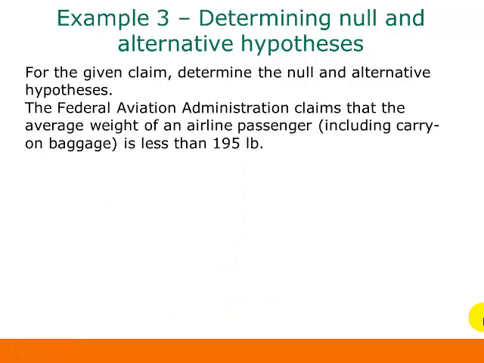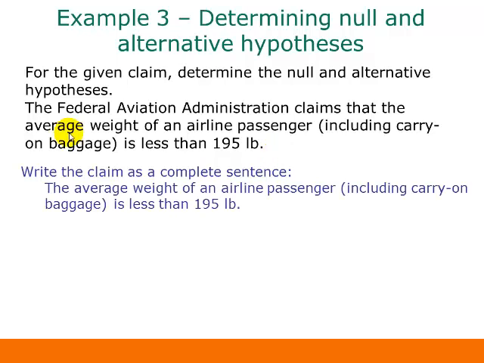Here's a third example. The Federal Aviation Administration claims that the average weight of an airline passenger, including carry-on baggage, is less than 195 pounds. So we want to write this claim as a complete sentence. That is, the average weight of an airline passenger, including carry-on baggage, is less than 195 pounds.